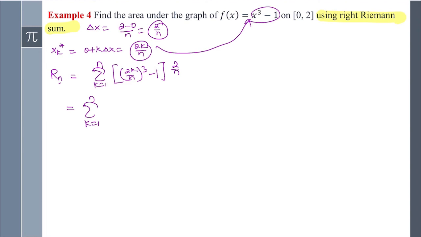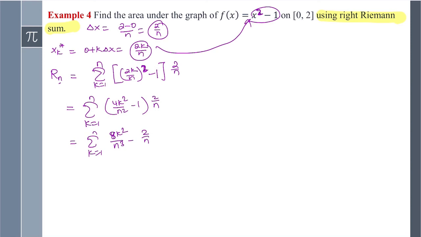Sorry, I think I wrote the wrong function here. This should be squared. That's what I was taking here. Okay, so let's change the question. This is squared. So now we have 4k squared over n squared minus 1 times 2 over n. Now when we distribute that 2 over n, we get 8k squared over n cubed minus 2 over n.